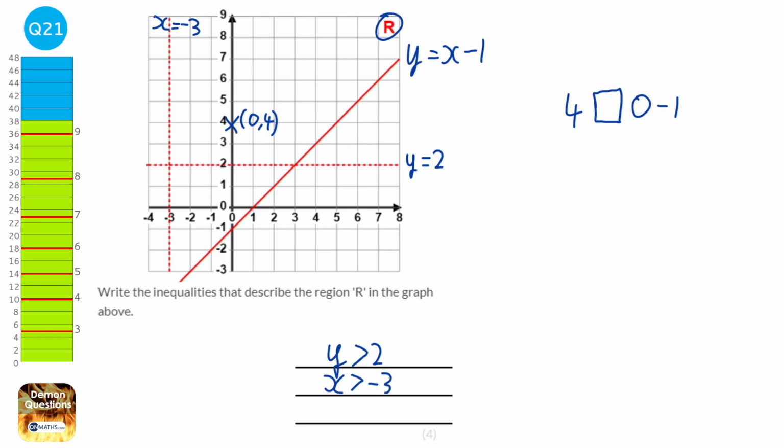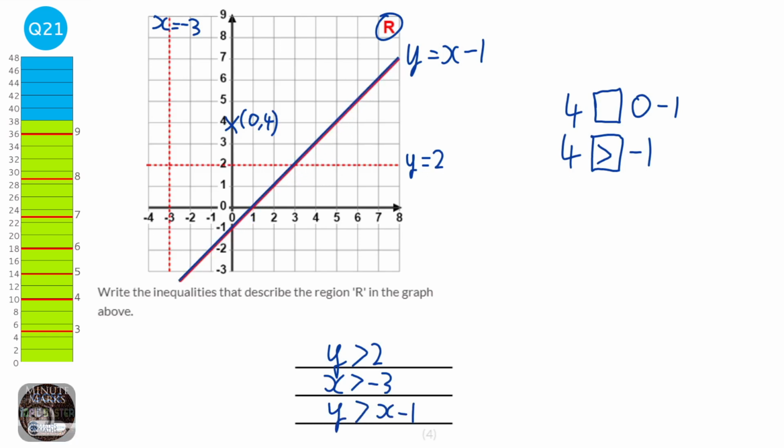And I've got rid of the equals, because what we need to do is work out what inequality it's going to be. 0 take away 1 is minus 1. So what is 4 compared to minus 1? Well, 4 is definitely greater than minus 1. So it's going to be y is greater than x minus 1. But if you look, this line is solid. It's a solid line. It's not a dashed line. Therefore, we're going to put a little line underneath it, because it can equal it as well.